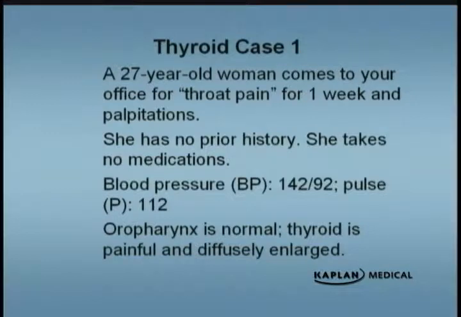She has no prior history. She takes no medications. The blood pressure is 142/92, so it's a little bit elevated. The pulse is 112, it's elevated. The oropharynx is normal. The thyroid is painful and diffusely enlarged, so it's painful, but it's diffusely enlarged, so you question the diagnosis here. You don't know what's going on.